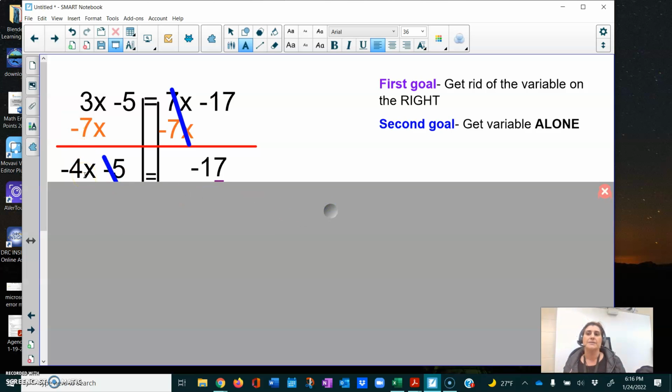Now see how I have this big equal sign here? This is going to help you keep your steps nice and clear, and I would highly, highly recommend that you do that.